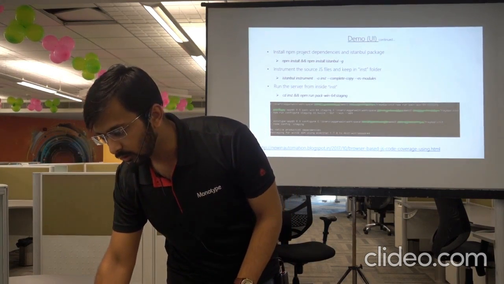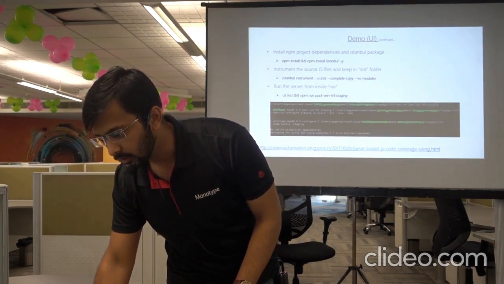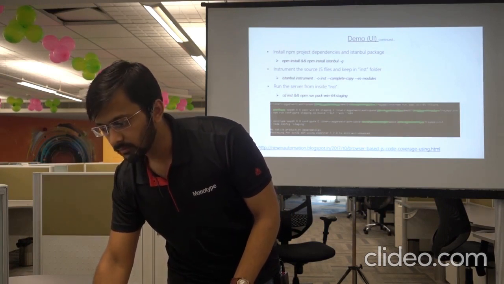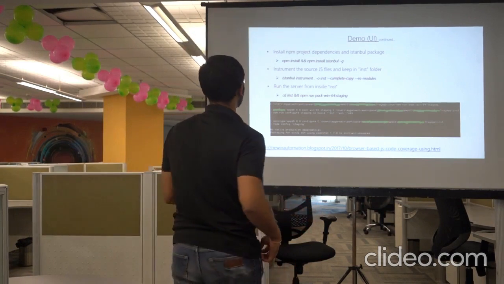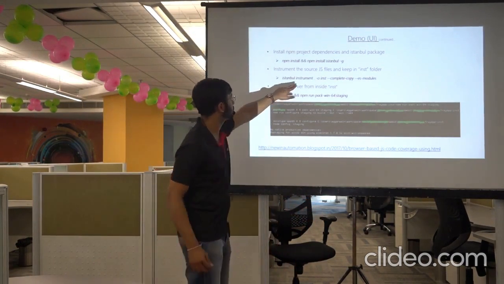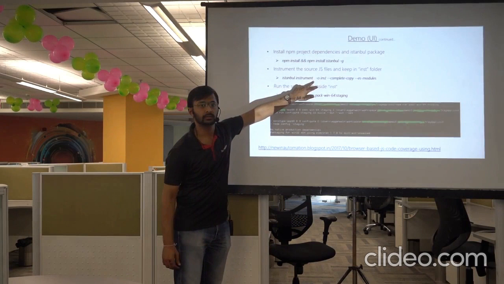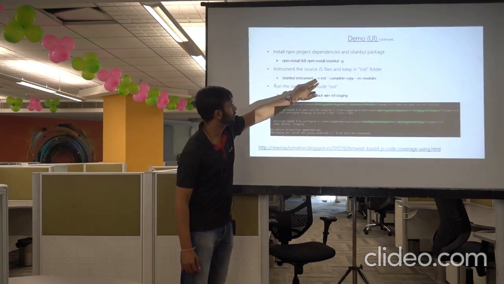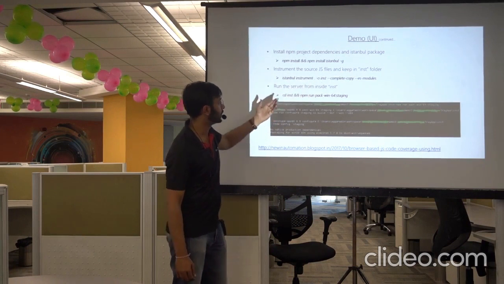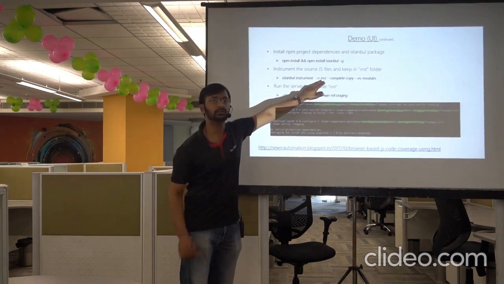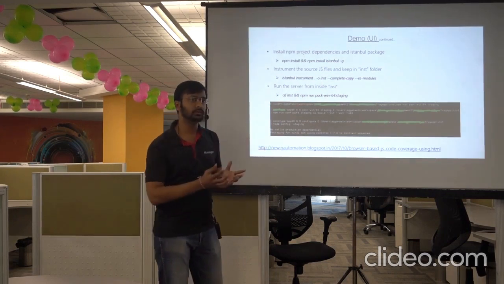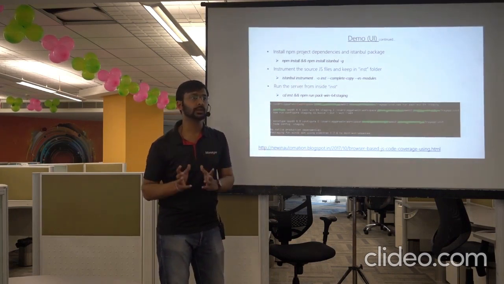So before you are actually creating the build for testing, you instrument it. What this command is doing is instrumenting all the files in the root directory. So Istanbul is instrumenting the root directory and keeping the results in the inst folder. I've just named it inst. So within the inst folder, you have all your JS files instrumented.